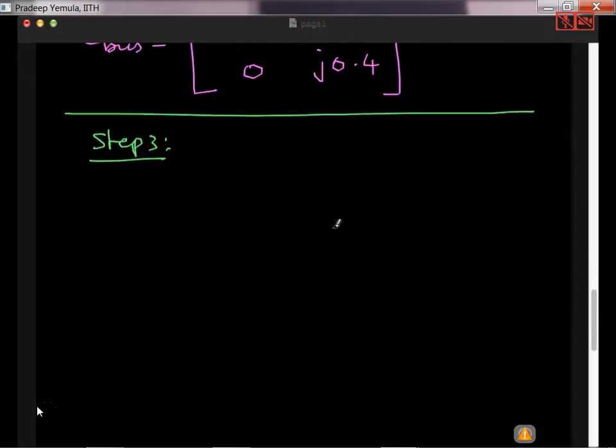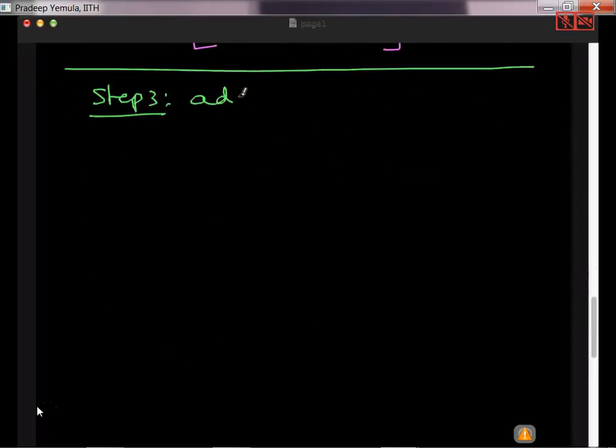Step 3: what I will do is add bus 3, actually, with J0.4 between bus 1 and 3. So this is new whereas this is old. So therefore we get case 3.